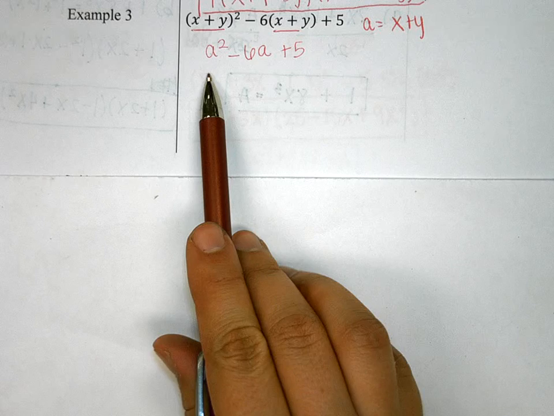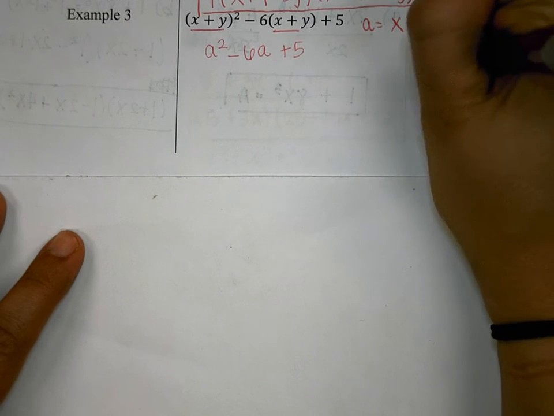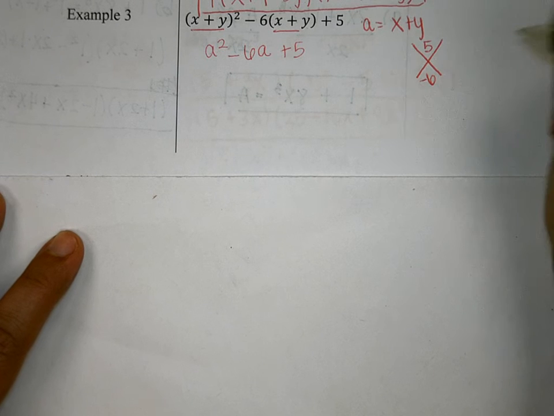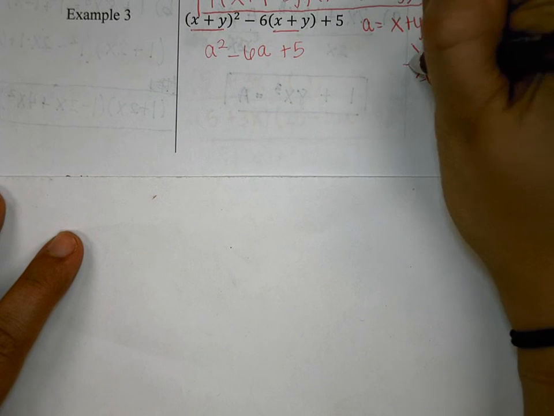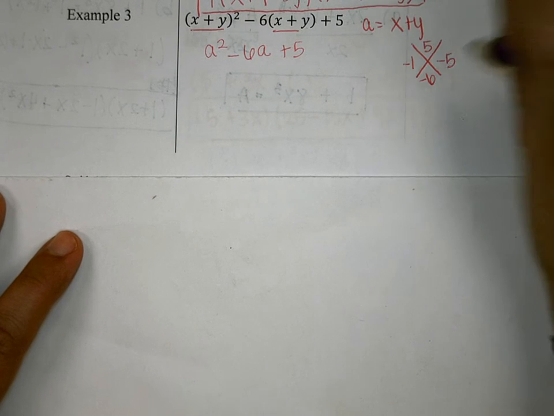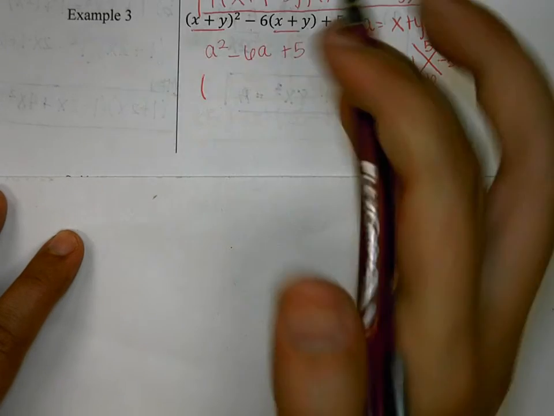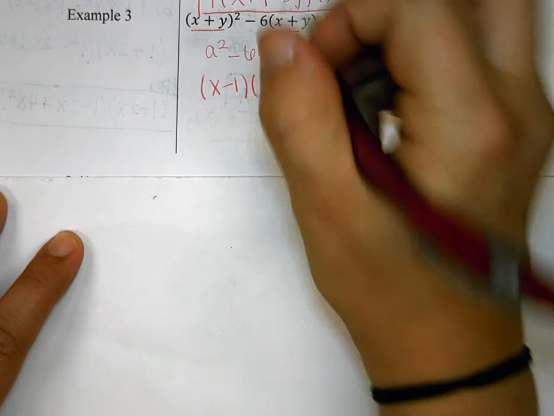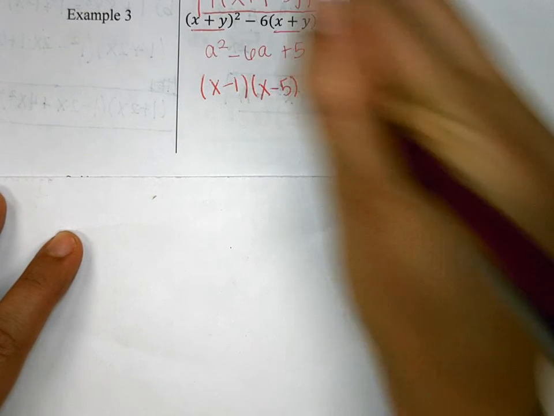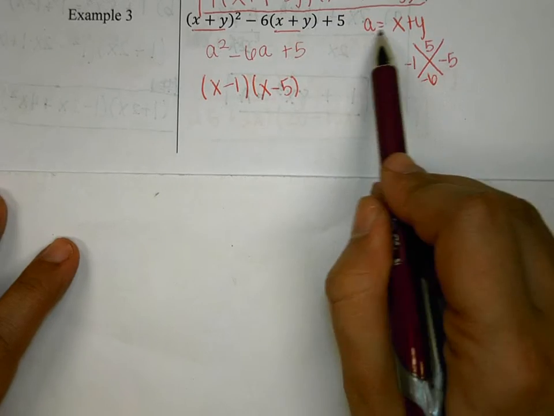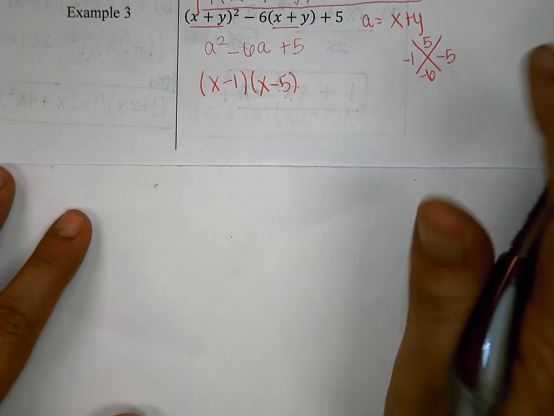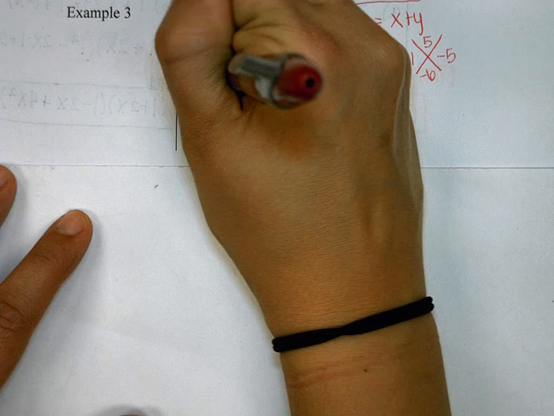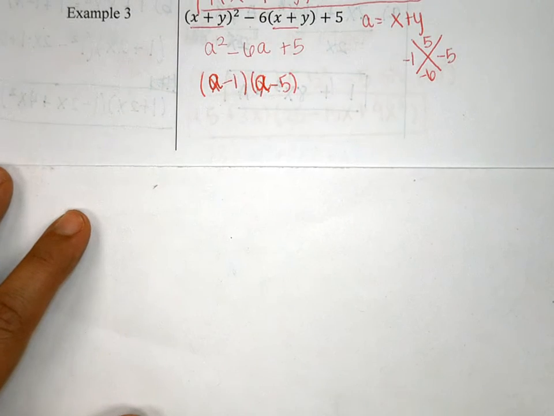Now this looks like a diamond method problem. So I'm going to look for two numbers that multiply to 5 and add up to negative 6. And that's going to be negative 1 and negative 5. So this thing up here factors out to a minus 1 times a minus 5.